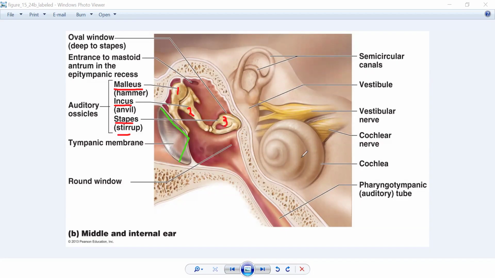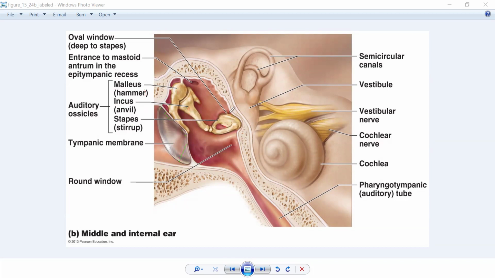I don't know why students always tend to call it hammer or anvil, but when the lab practical comes, you'll want to properly name them malleus, incus, stapes. This is referring to a blacksmith who uses a hammer to shape metal on an anvil and maybe pulls or steps on a stirrup to increase the flames as he's shaping the metal. Okay.